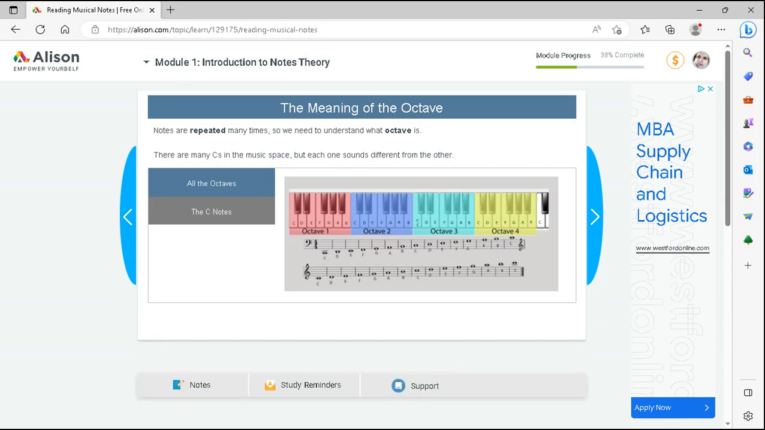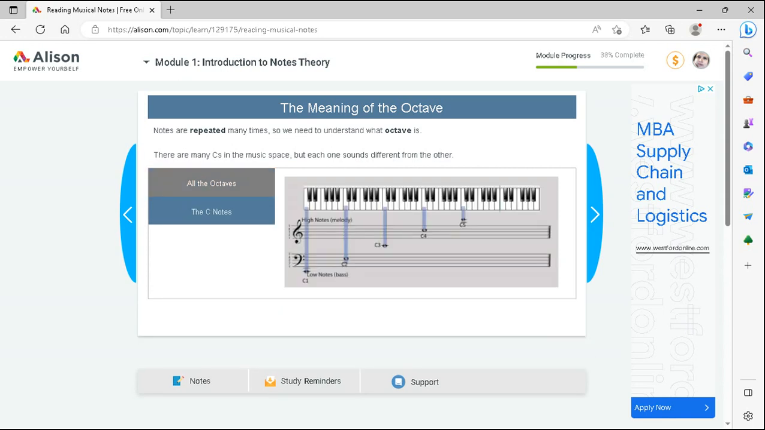The meaning of the octave. Notes are repeated many times, so we may need to understand what an octave is. There are many C's in the music space, but each one sounds different from the other. All the octaves. And here it's breaking down each octave on the piano. There's octave 1, octave 2, octave 3, octave 4. And the C notes, and all the C's, where they're located.